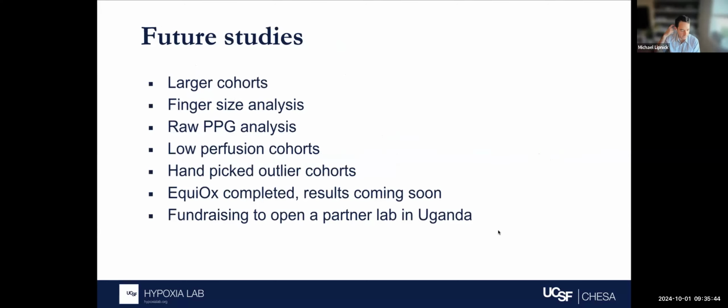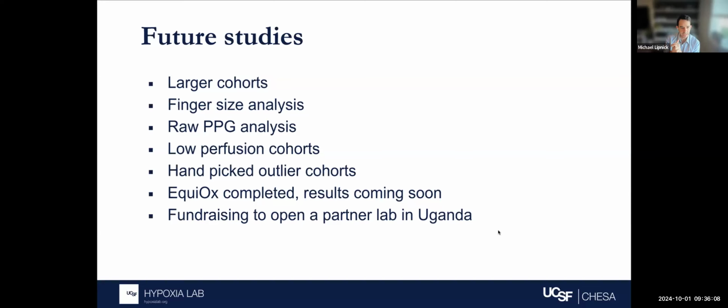Some of the studies that we have ongoing right now, as mentioned, we're trying to test more devices with different probe styles, including multi-wavelength devices, ear, nose, forehead, other types of probe designs, and hope to be able to report that in the coming months, although these studies are taking quite a bit of time to do.